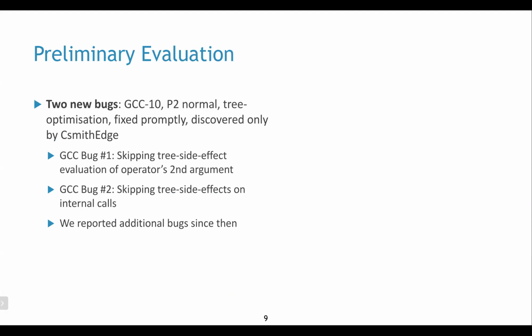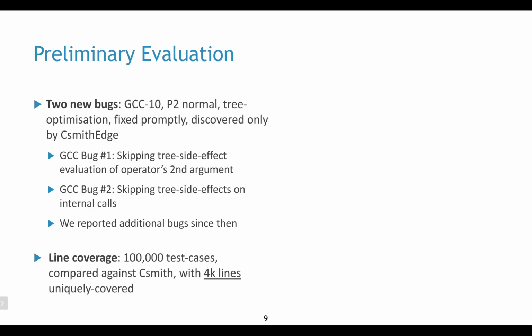We did an evaluation with 100,000 test cases. We found 2 new bugs in GCC 10, and we reported them. It was with P2 normal in pointers in the tree optimization code. These were fixed promptly and can only be discovered by a tool like Csmith. Since we wrote this paper, we managed to report several more bugs that were confirmed and fixed.